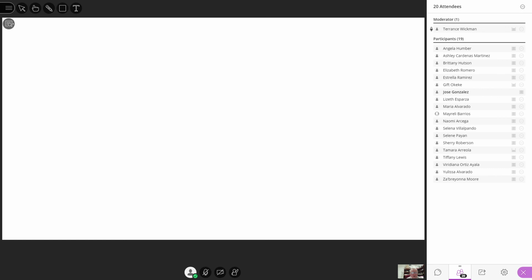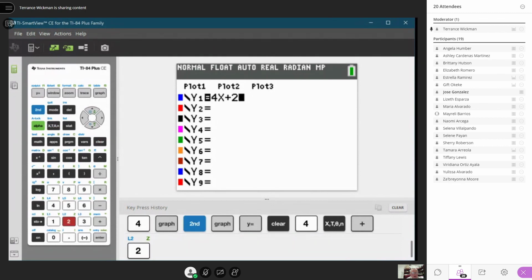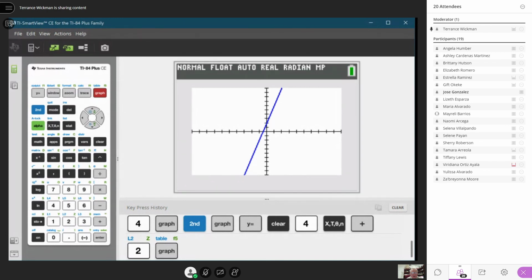Okay, let's go to y equals. Let's do our new graph. Clear that. We said 4x plus 2. Let's graph it, just see what that looks like first. Boom. There it is. Now perpendicular is going to go the other way.